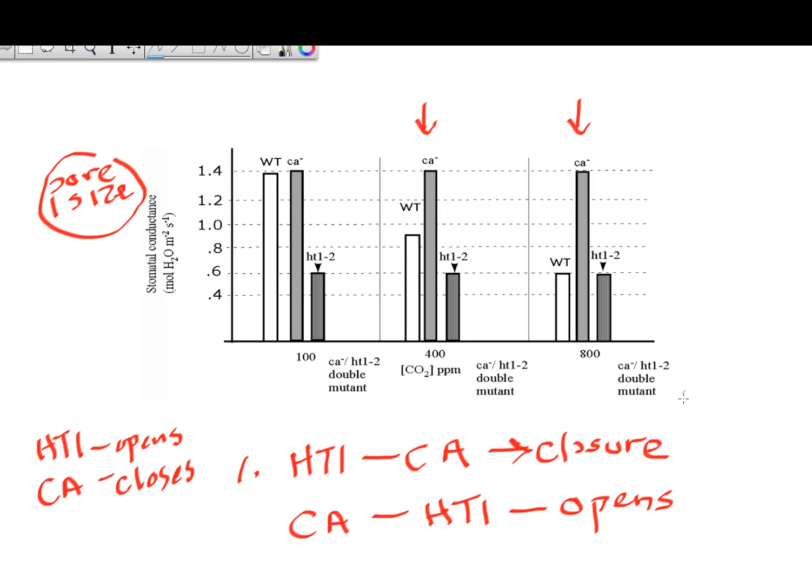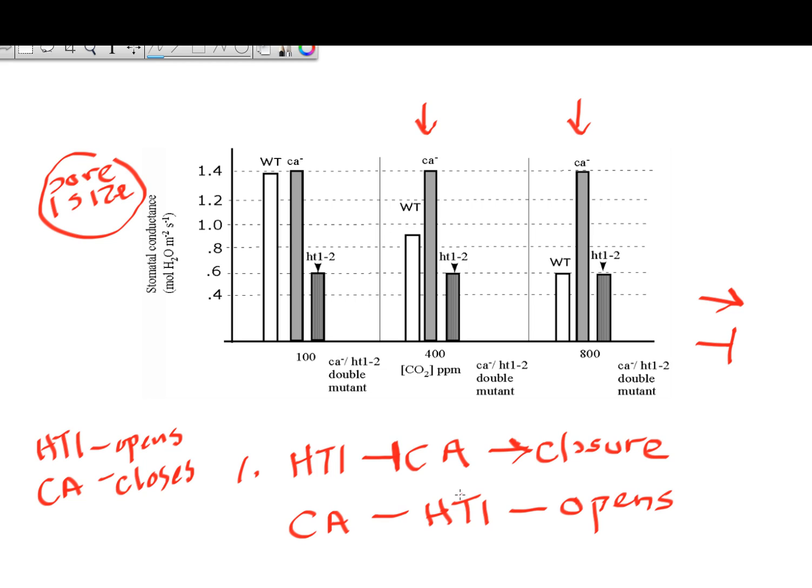If it prevented closure, I would have to draw a blocking arrow, as they're called. That's an inhibition, and this is activation. Okay, so if this is the pathway, CA has to lead to the closure of stomata, and what will HT1's job be? Well, HT1 opens stomata, which means you have to prevent the closure of stomata. So that would be an inhibitory arrow. So HT1 blocks CA, therefore CA fails to close, and they stay open.